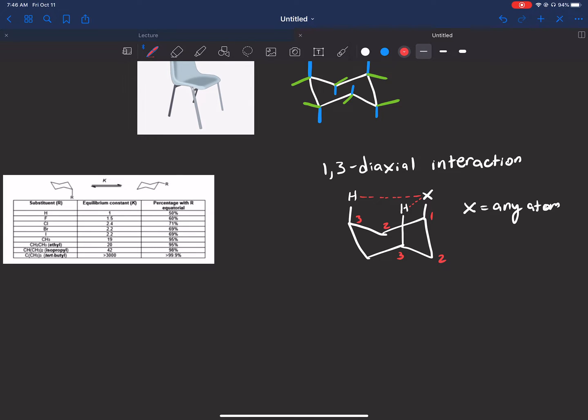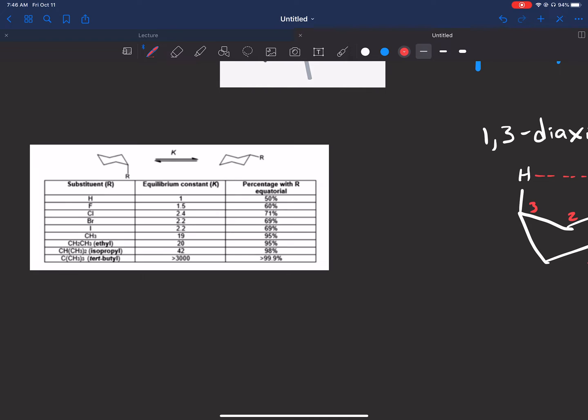Now, like I said before, certain groups like to be more equatorial, okay? So what I want you guys to do is look at this chart over here. This has been given on past tests before. I'm not sure, you might have seen this in workshop at one point or another. Maybe you haven't, but it's definitely a really good chart for you guys to understand.